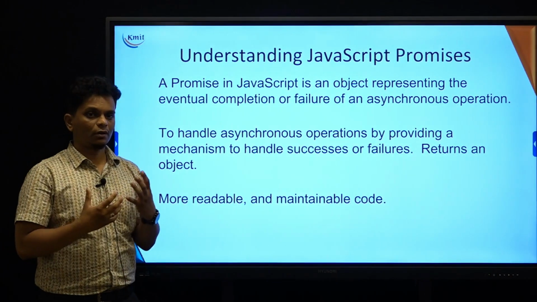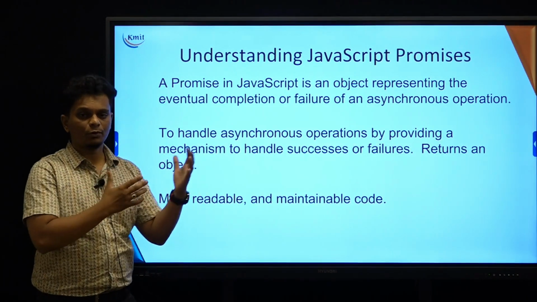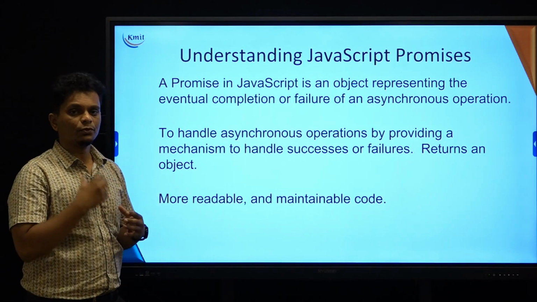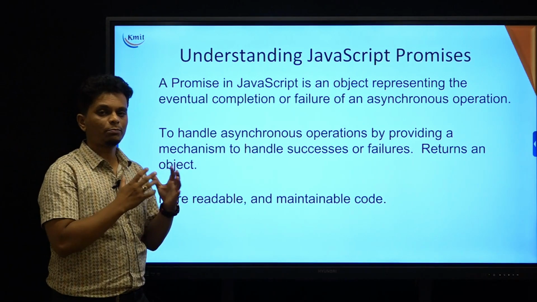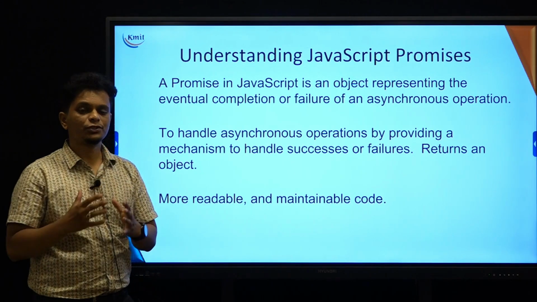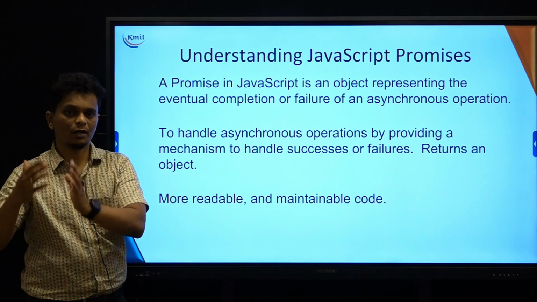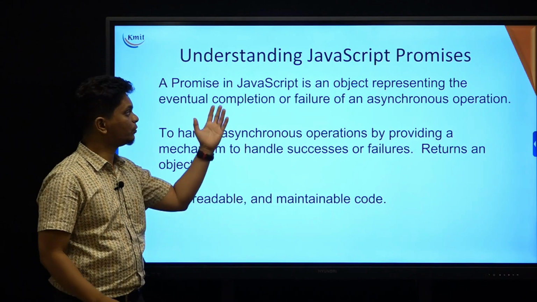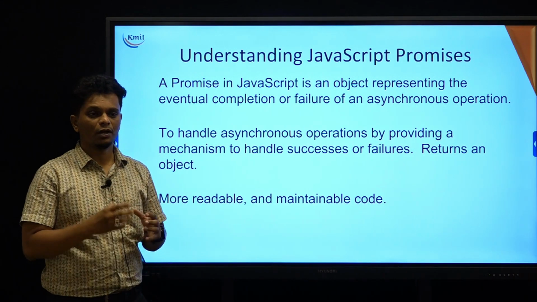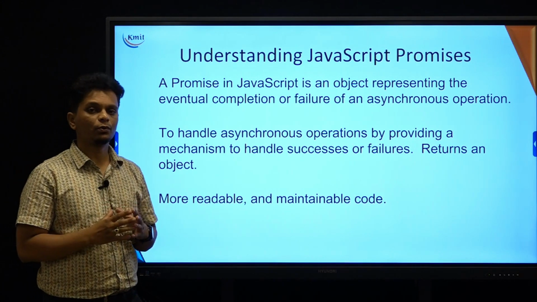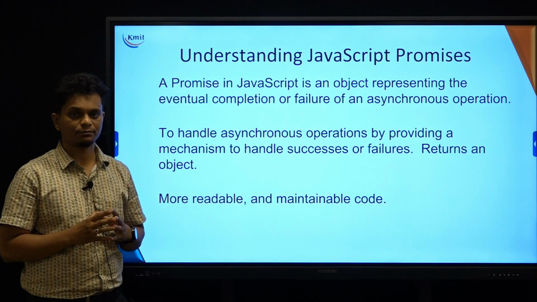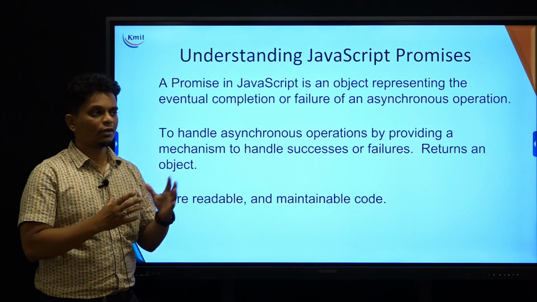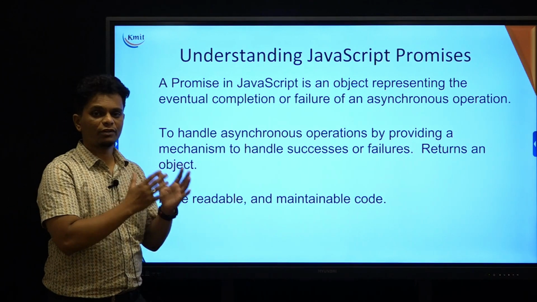So, assume we have multiple operations chained up. Now, you need someone to keep track of the eventual completion or failure of that particular operation. Then we use a promise. And promises play an important role in asynchronous operations, where it is necessary to keep track of the completion of a task.